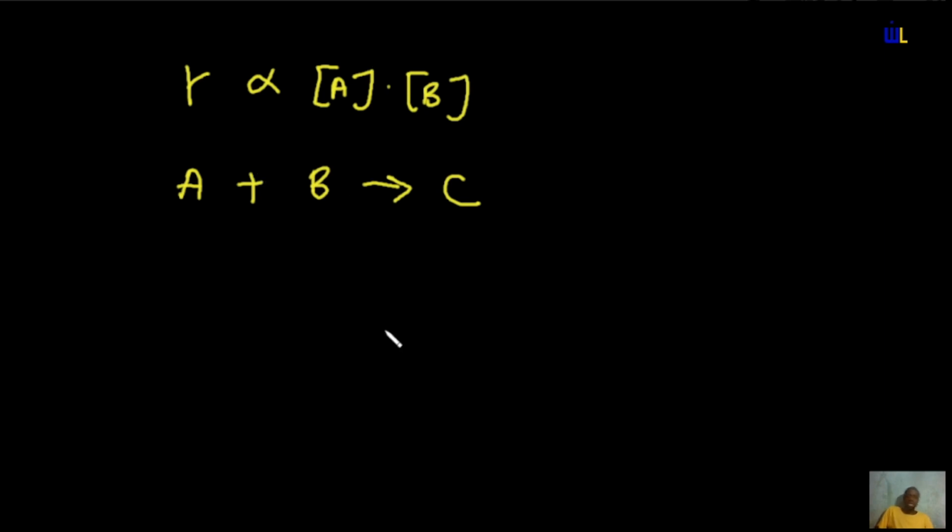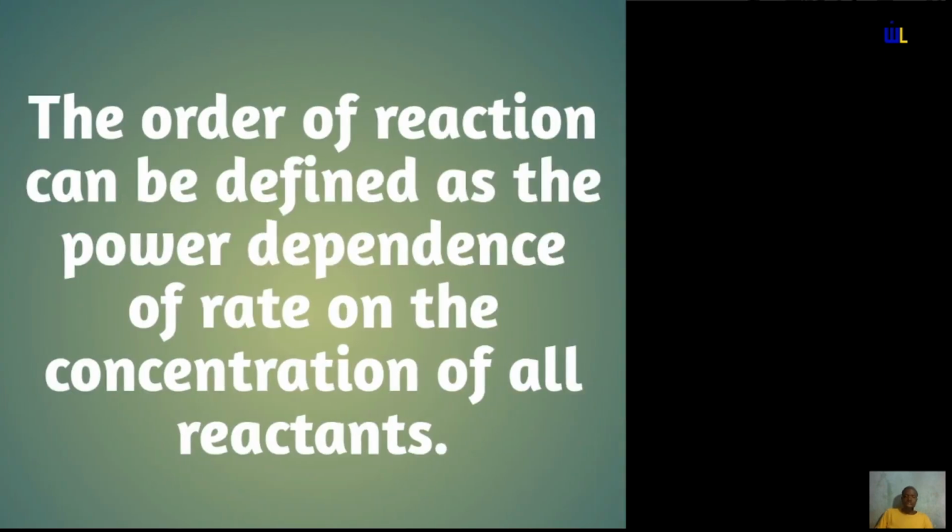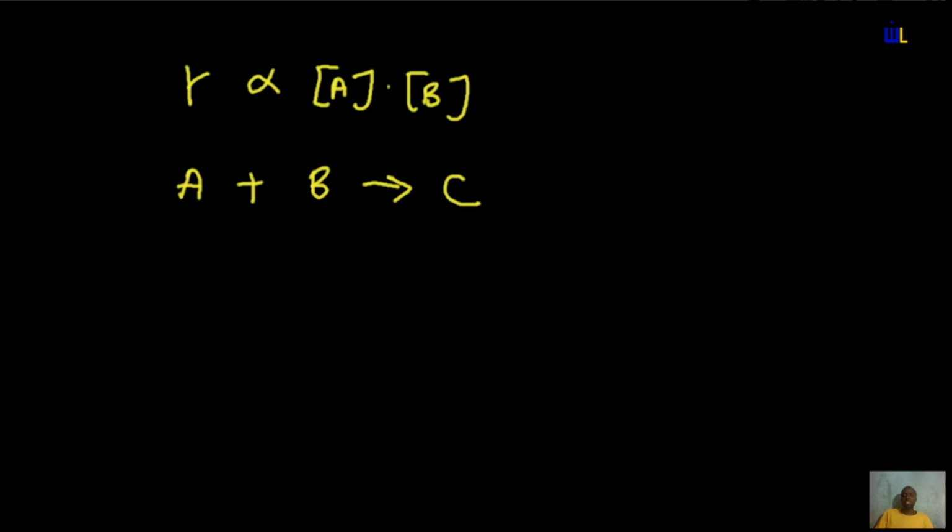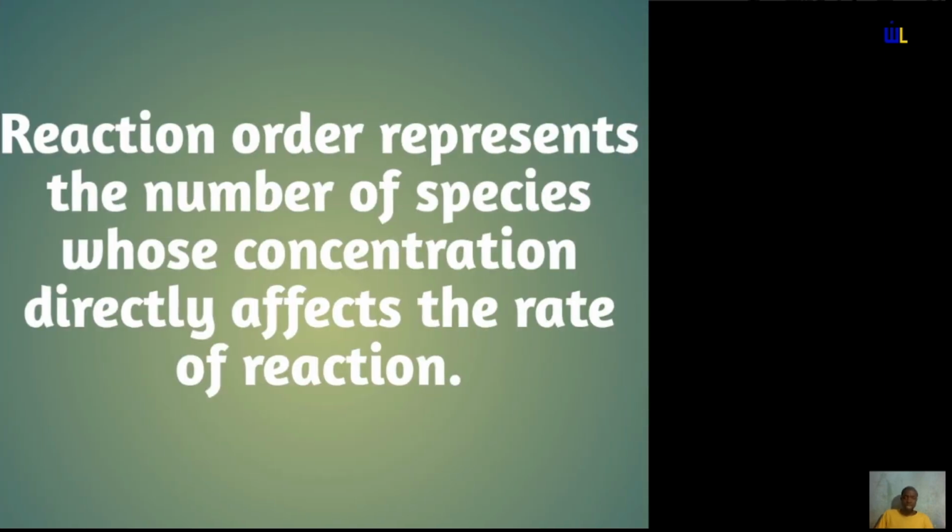Now, let's consider an appropriate definition for the order of reaction. The order of a reaction can be defined as the power dependence of the rate on the concentration of all reactants. That is to say, once you consider the power of the concentration in a rate law expression, that power is what defines the order of a reaction. Now, that is a mathematical explanation of it. What does this definition actually imply?